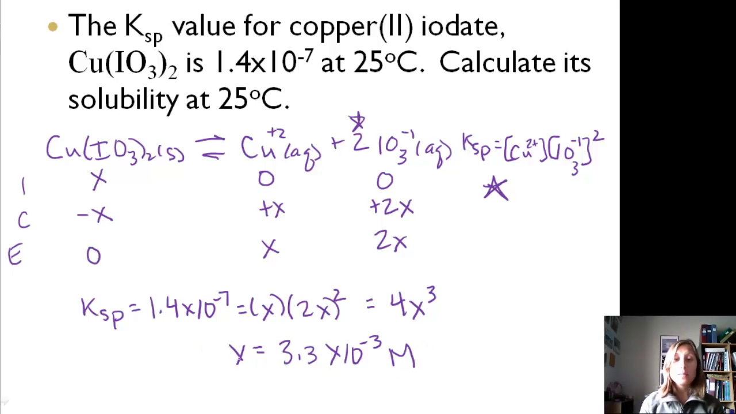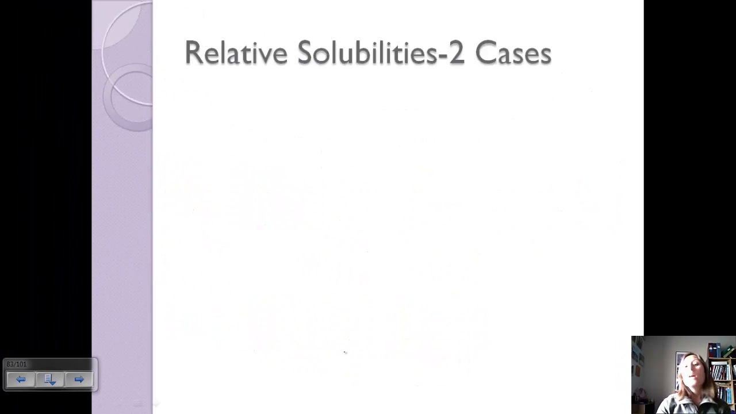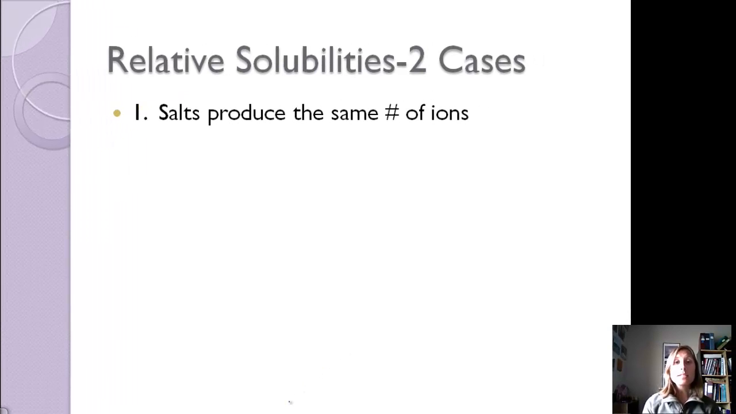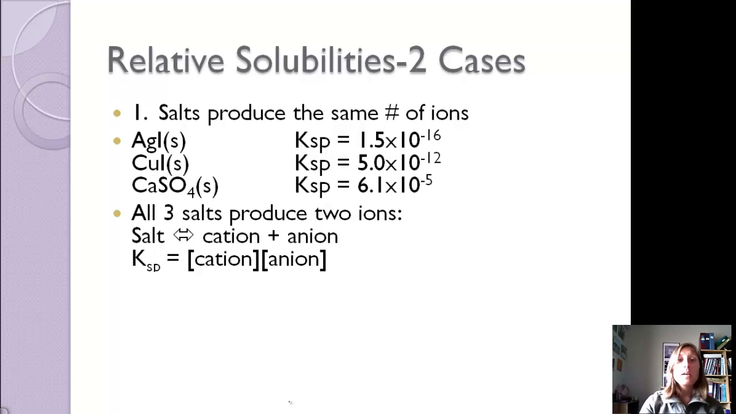So we can use Ksp and go both ways, either solve for Ksp or go backwards. Sometimes we can't calculate the actual solubility, and so we need to calculate the relative solubility. There are 2 ways to do this. One is if all the salts that we're comparing produce the same number of ions. So here are 3 salts. We have silver iodide, copper iodide, and calcium sulfate, and they all produce a cation and an anion. So they produce 2 ions, 1 cation and 1 anion.